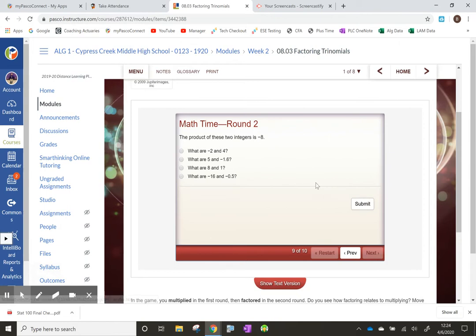Let's go. The product of these two integers is negative 8. Okay, so what two numbers multiply to make negative 8? Negative 2 times 4. That sounds like a good one. 5 times negative 1.6. I don't know what that is. We should probably grab our calculators and do it, though. 8 times 1 would be a positive 8. Negative 16 times a negative 0.5 would be a positive 8. But what's 5 times 1.6? Does anybody have a calculator?